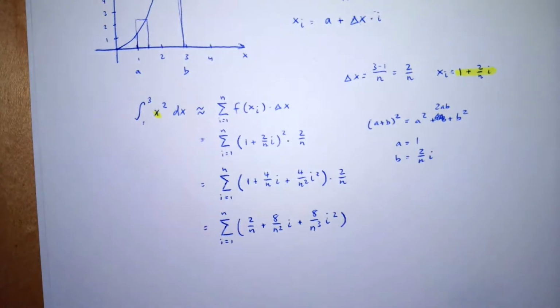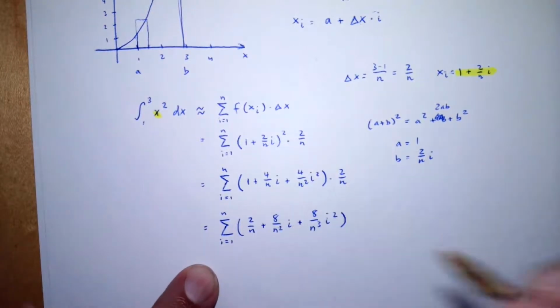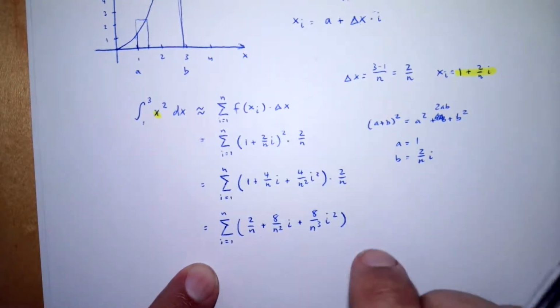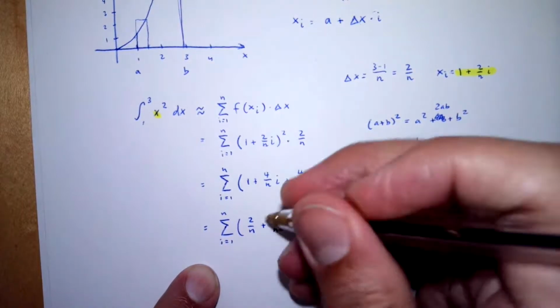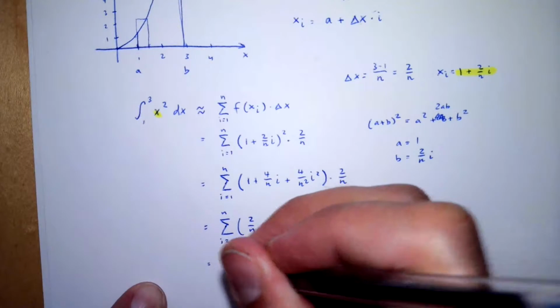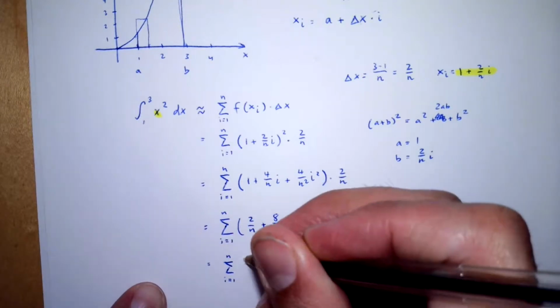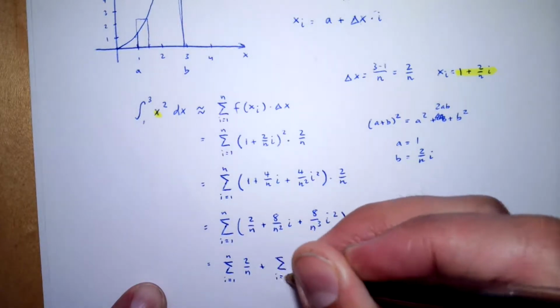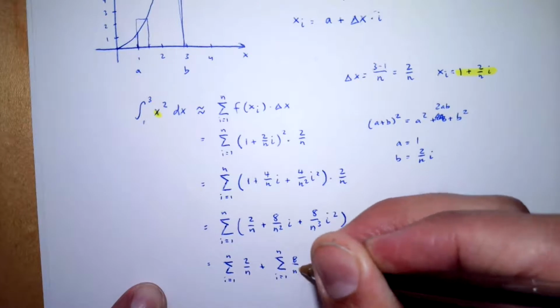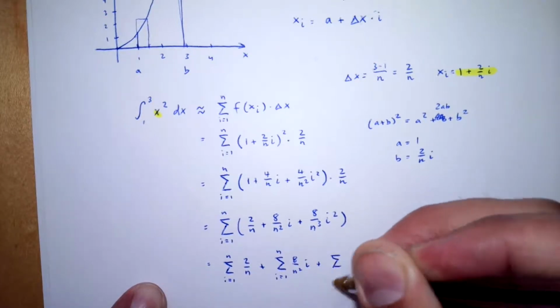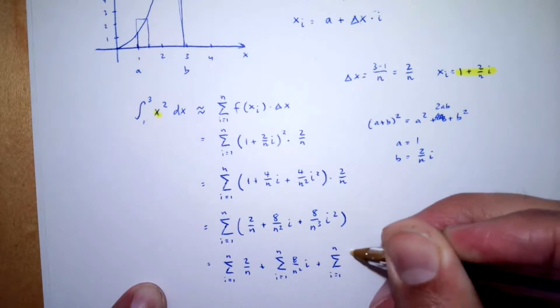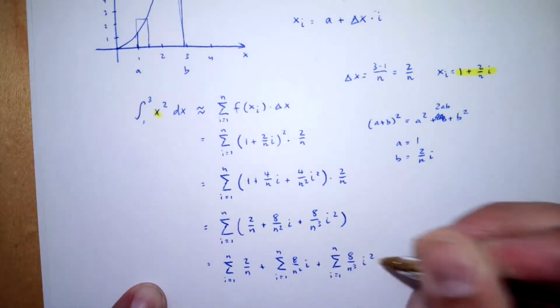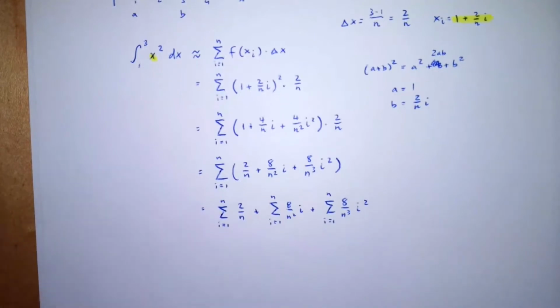Okay, and now we're going to use a bunch of our properties. So I'm going to use my first property that says I can split up the inner sum. And I might as well also pull out the, well, let's do it all in steps here. So we're going to say this is that sum plus this sum plus that sum.